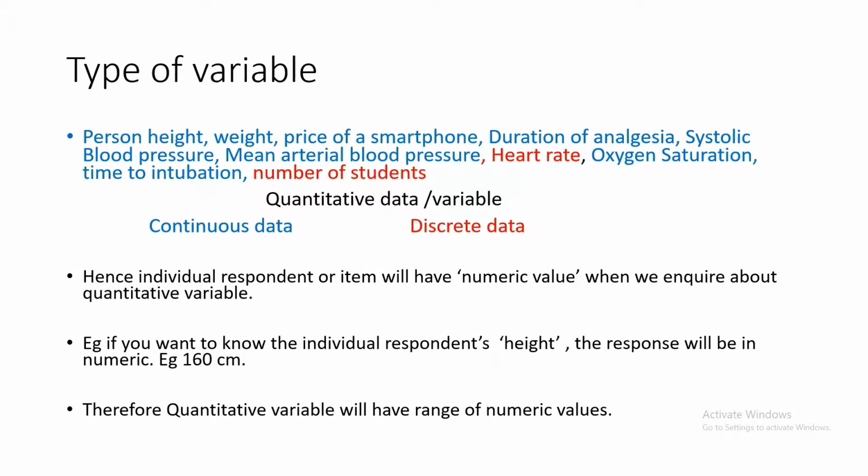So these are quantitative data, quantitative type of data. Person height, weight, price of smartphone, duration of analgesia, systolic blood pressure, mean arterial blood pressure, oxygen saturation, time to intubation. All of these are quantitative data. But here the text color blue represent continuous data, and text color red like heart rate and number of students represent discrete data.